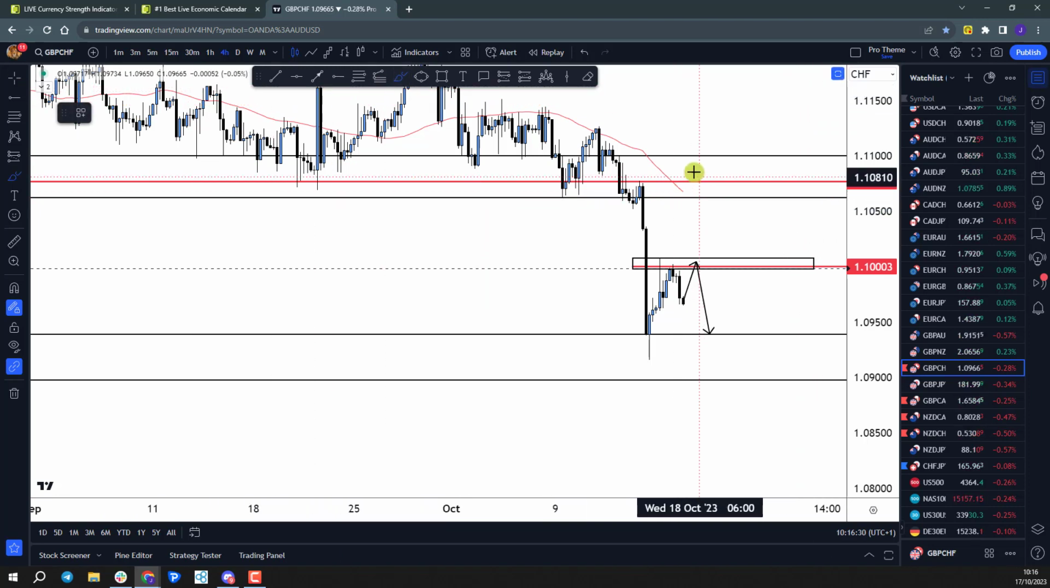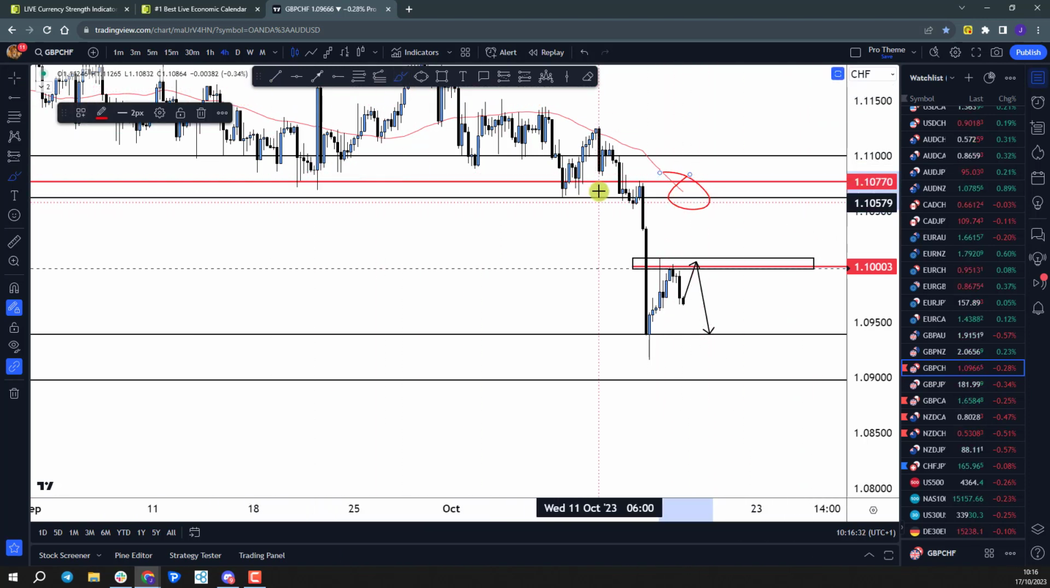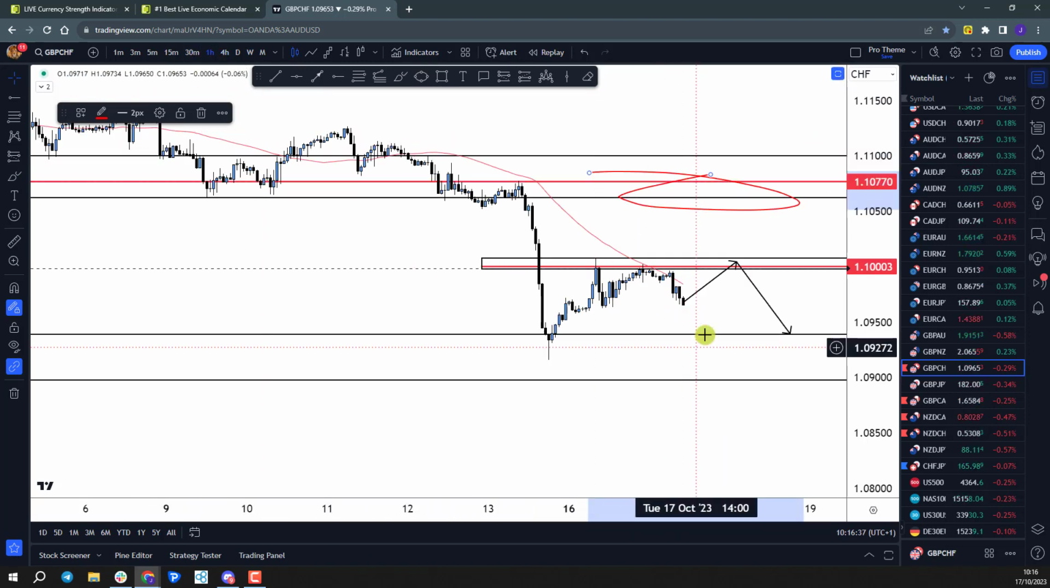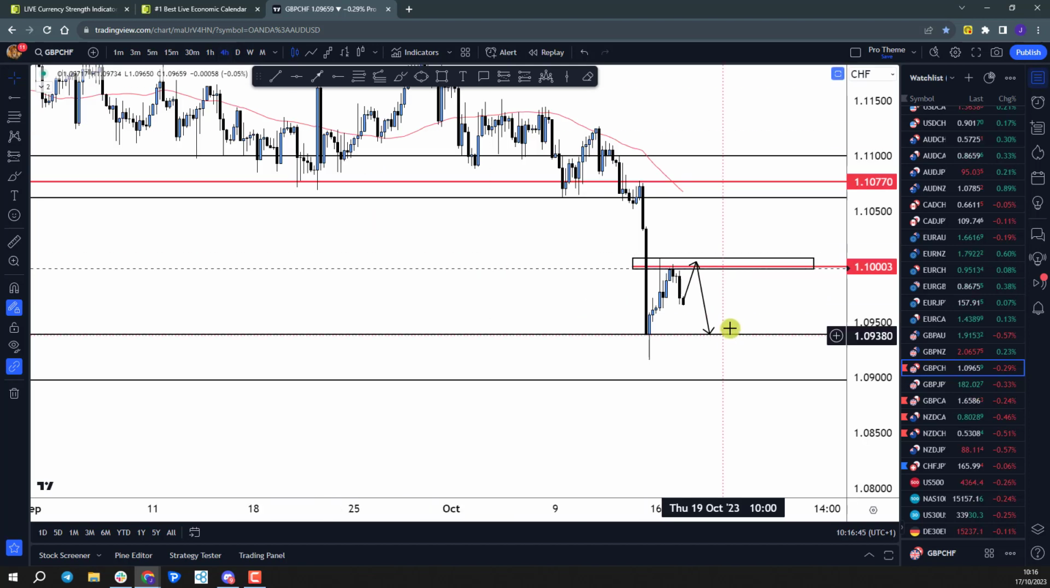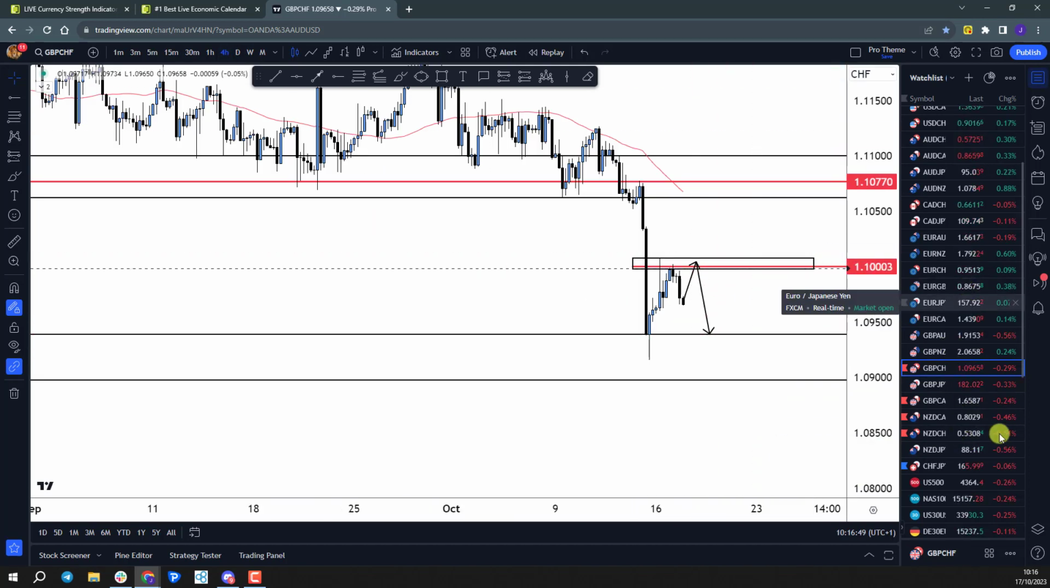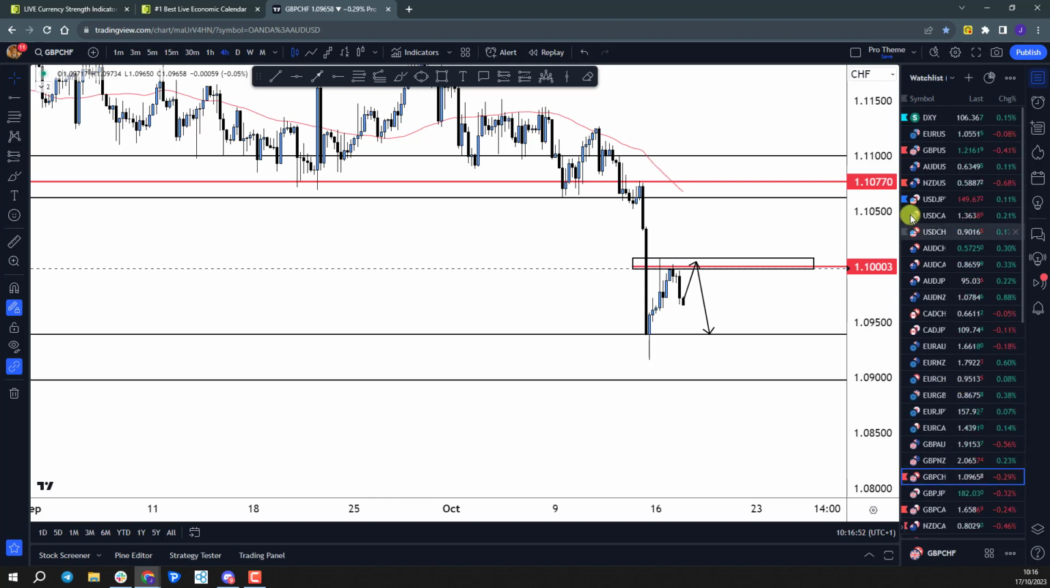I can see that the 50 MA on this H4 chart is currently way behind. If I go to the hourly, we're on it at the moment, but the 4 hour is way behind. So there is a bit of potential for price to pull back here, I feel, before seeing that continuation to the downside. But pound is a little bit weaker today because of that data that has dropped.